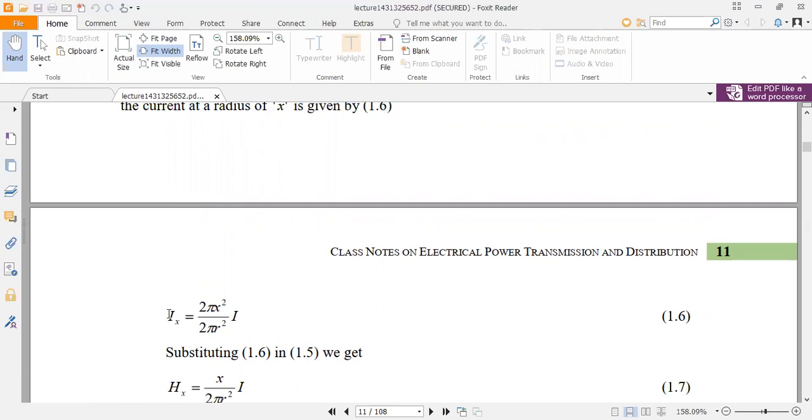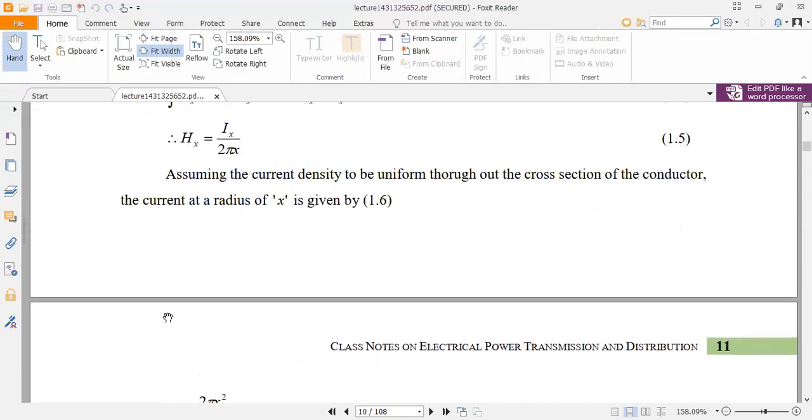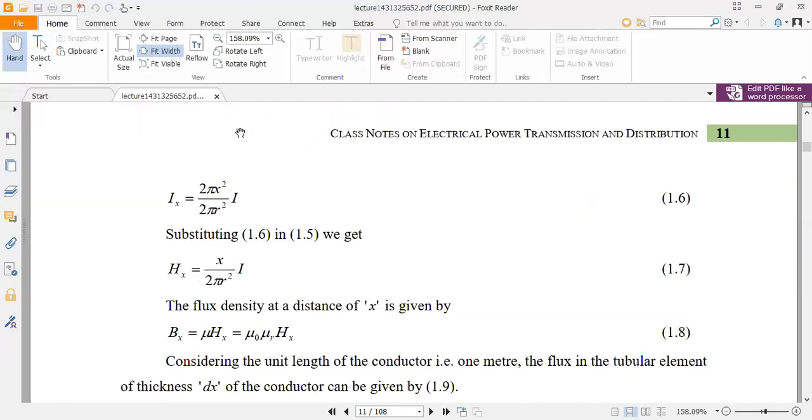So here you only put the value of Ix in the above formula. So here you can put the value of Ix, and you can get the value of Hx like that. So substitute the value of Ix in the value of Hx, and you can get the value of Hx like that.